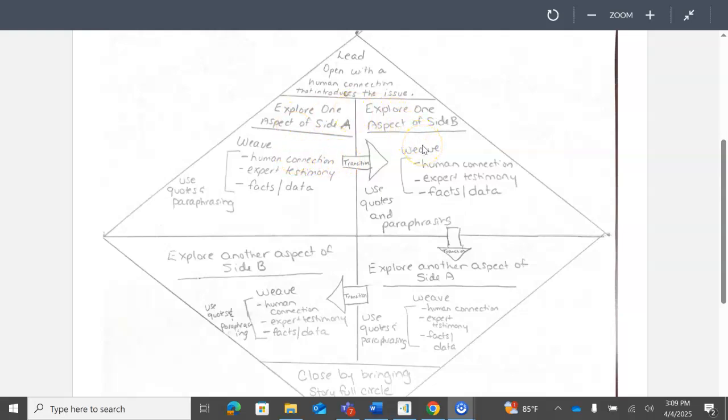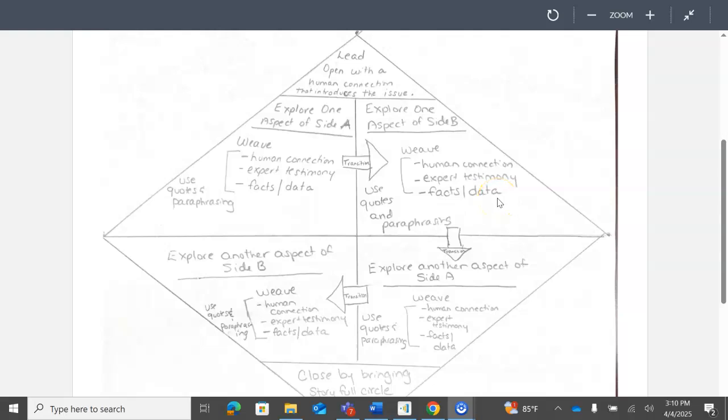Then it's time for us to bounce to the other side. So the other side is why students have so much homework. Maybe one aspect of that is getting into college. So we're going to have perhaps a human connection in there from Sally, who just got into University of Florida and she attributes it to the 5 hours of homework that she did every night. We'll have some expert testimony. An admissions officer from University of Florida says that the students that he admits tend to do a lot of homework, and he thinks that is a good indicator of how well you're going to do in college.